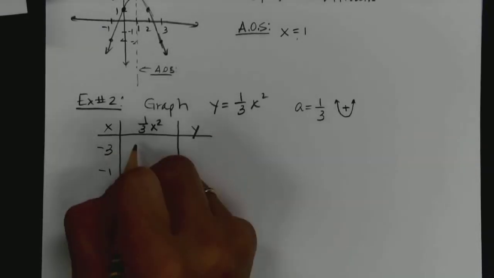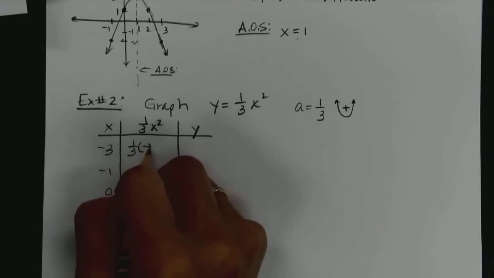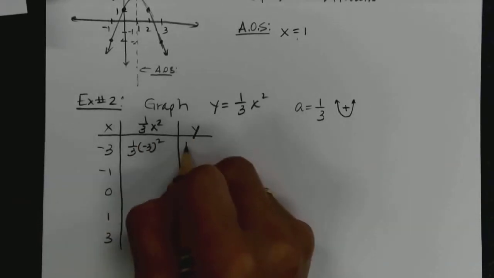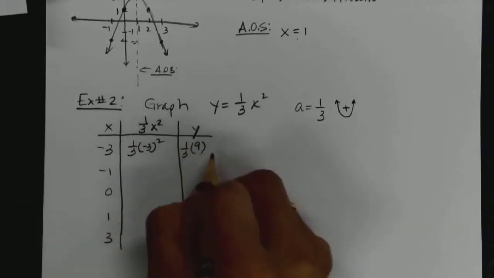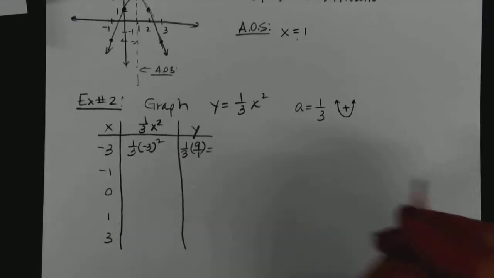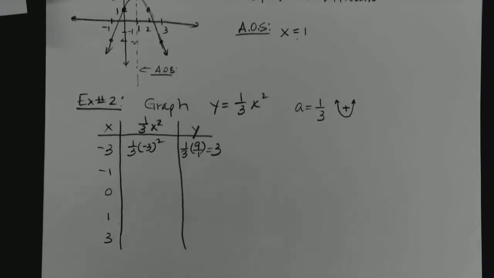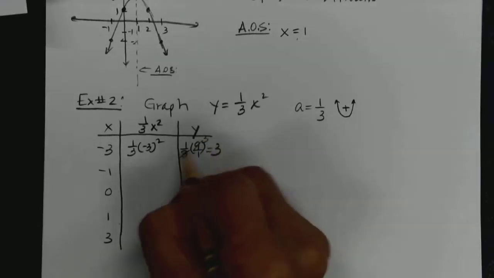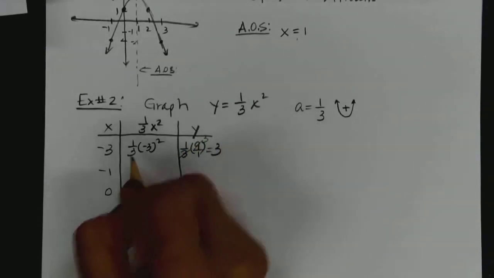Remember, you're still using your order of operations, so 1/3 times -3 squared. What's -3 squared? 9. So you do this first, so it'll be 1/3 times 9 over 1. And what's 1/3 times 9 over 1? 3. So -3, 3 is the point you're going to locate. Or I could say 3 goes into 9 3 times, and so 1 times 3 is 3.